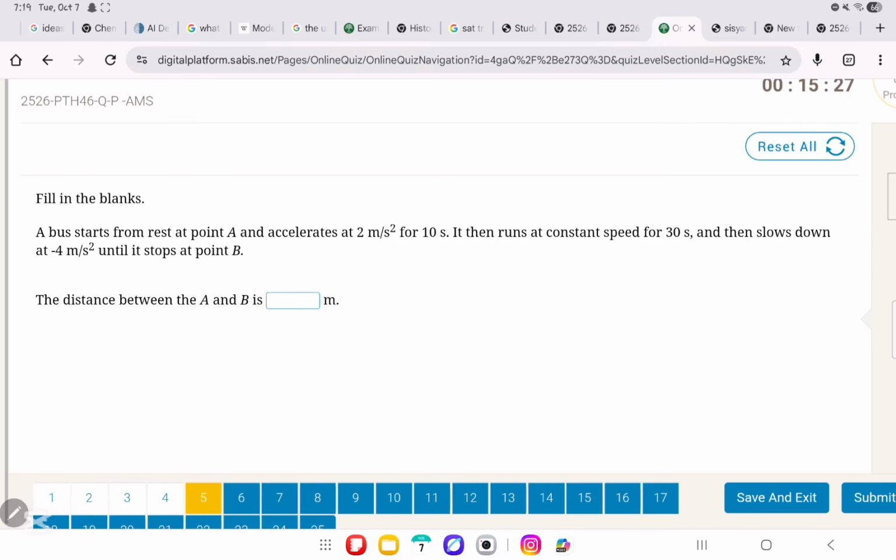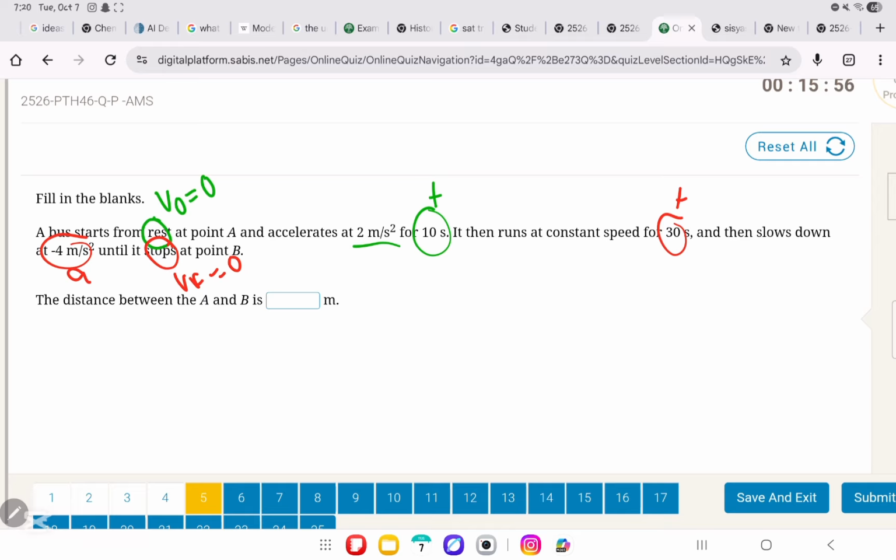A bus started from rest. What does this mean? This means V initial is equal to 0 at point A, and it accelerates at 2 meters per second squared for 10 seconds. Then it runs at a constant speed for 30 seconds, and then slows down at minus 4 meters per second squared until it stops at point B. Stops means that velocity final is equal to 0.